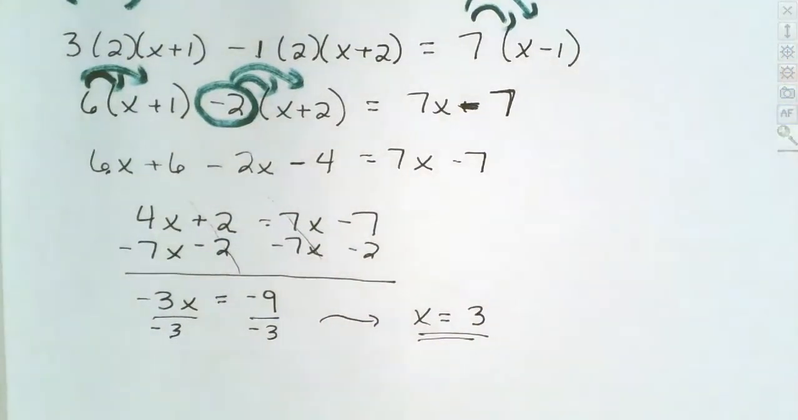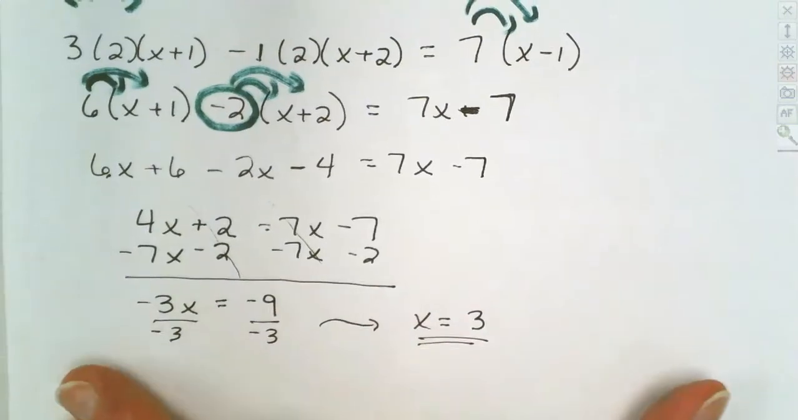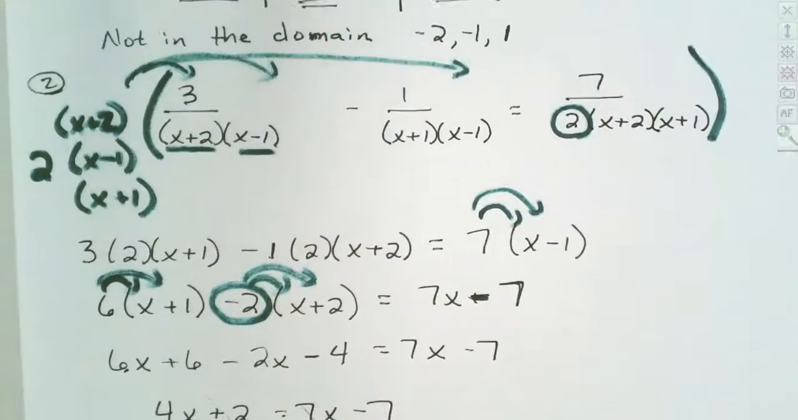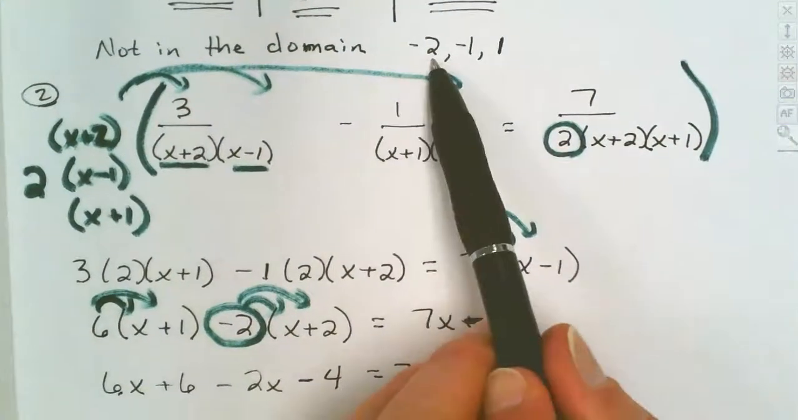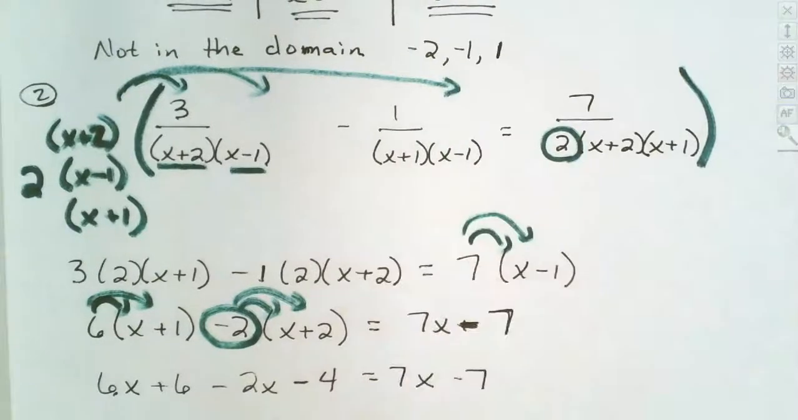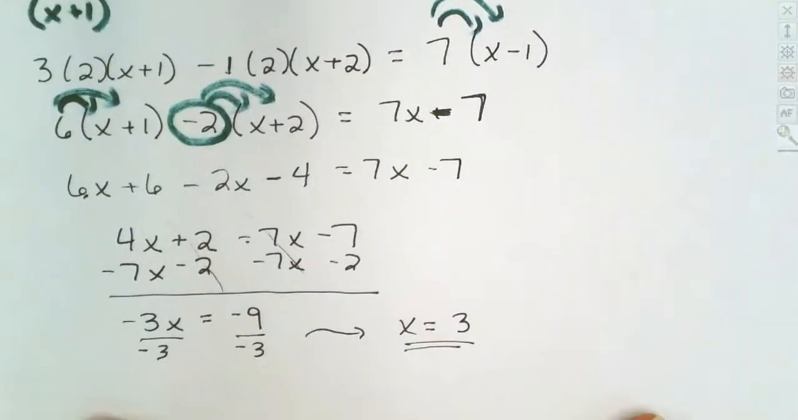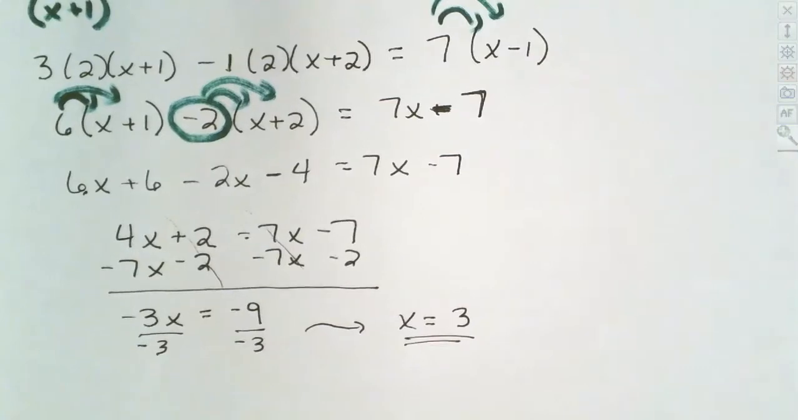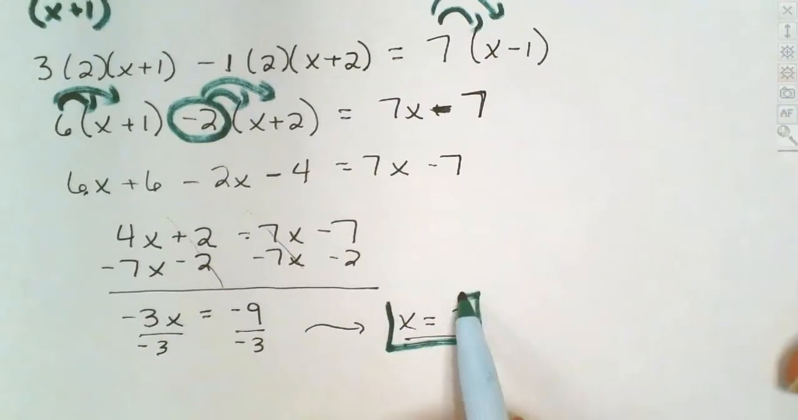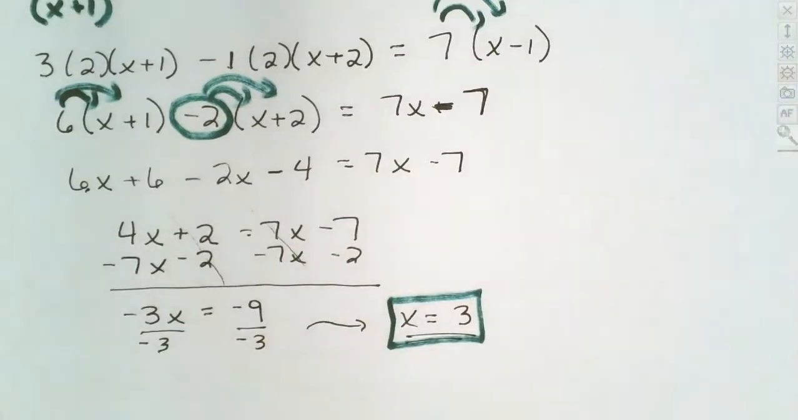So, is 3 a legitimate solution? Yes or no? Does anyone know? Is 3 going to be a possible solution? Is 3 going to work for it? Yes. What numbers will not work? If you came up with the numbers minus 2, minus 1, or 1, you would have no solution. But ours is 3, and 3 is in the domain, so it is a solution. So your answer here would be x equals 3. I wanted to pick one that had a solution and one that did not have a solution, so you can see the difference.